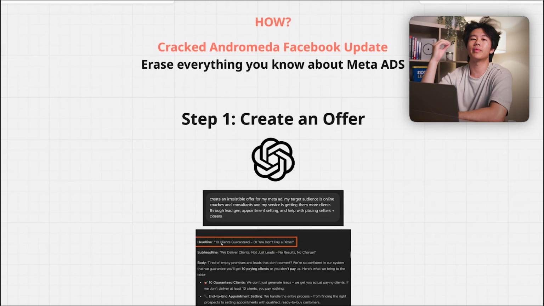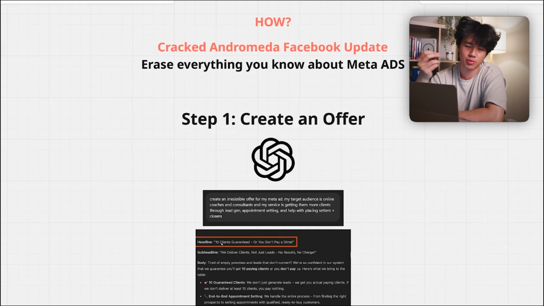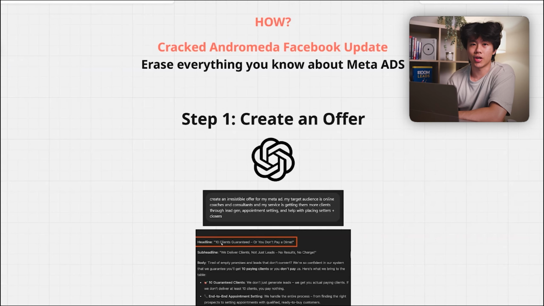So how? Now I'm going to be covering exactly how you want to run the Facebook ads. And if you guys have run Facebook ads before, I want you guys to erase all of the knowledge that you guys have had in the past. Because ever since October's Andromeda Facebook update came out, the way that you want to run the ads are completely different from how you used to run them before. So I'll be running through all of the settings that you guys need to know on step 4. So make sure you stay tuned in for that.